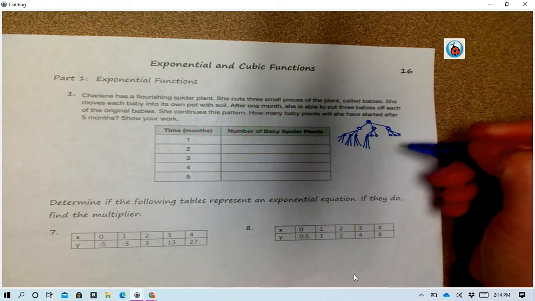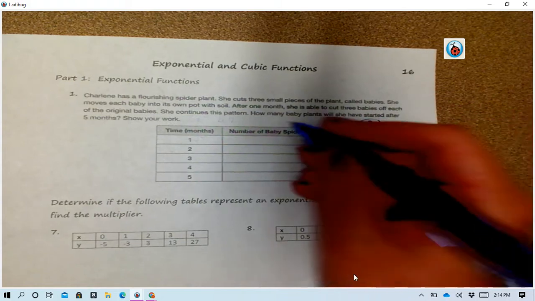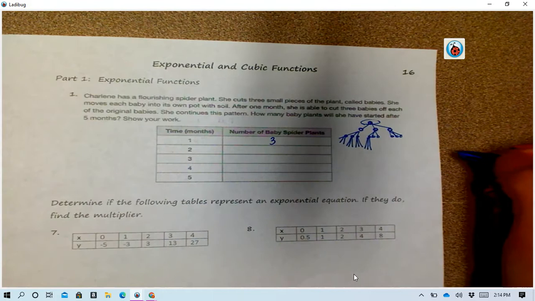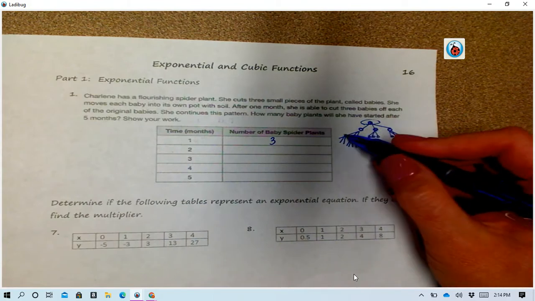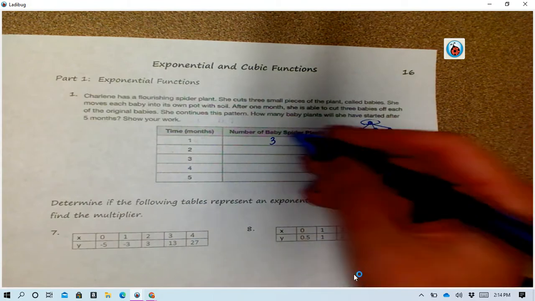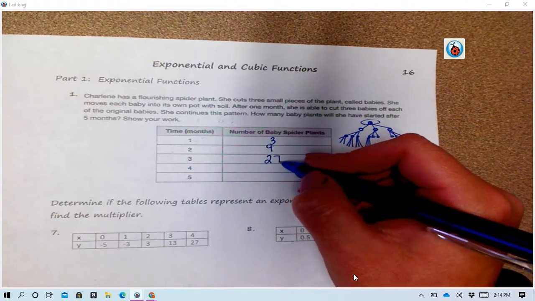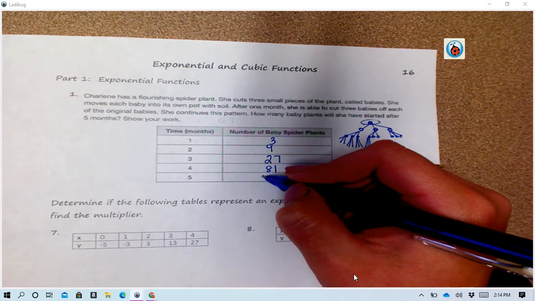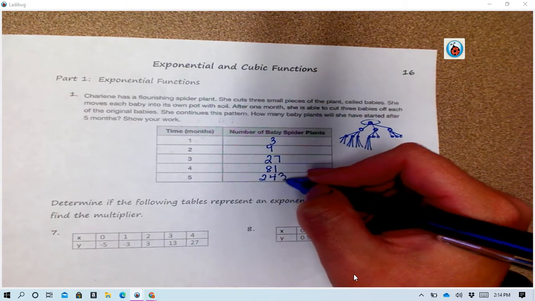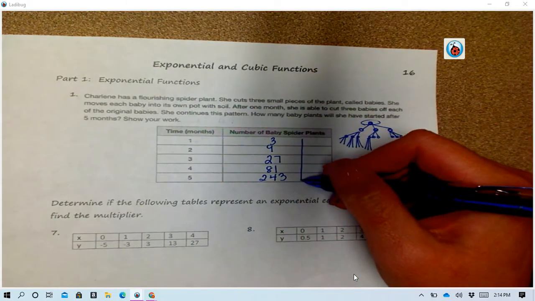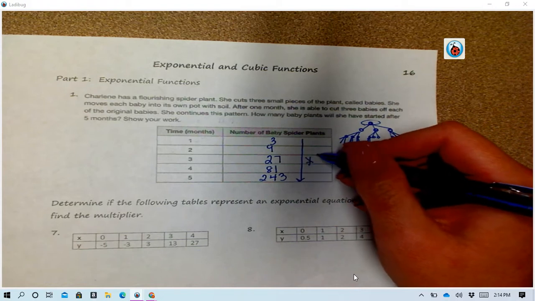Start off with 1. So after 1 month, she's able to cut 3 babies. Those 3 babies give you 1, 2, 3, 4, 5, 6, 7, 8, 9. And then each of those 9 babies give us 27, 81, and then 243. You should notice that there is a multiplication pattern by 3 here.